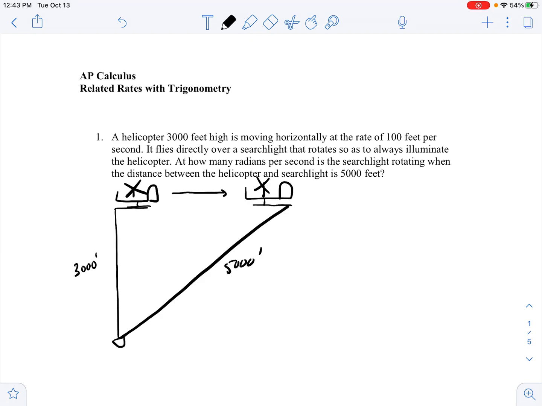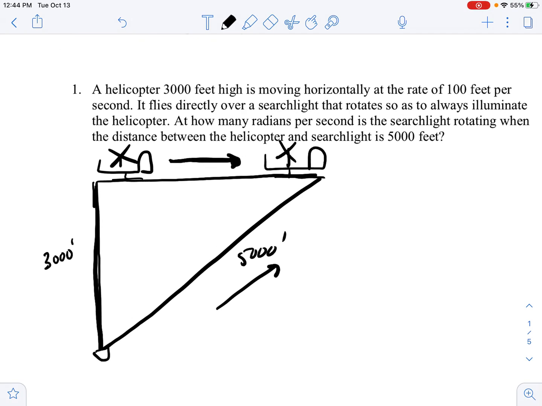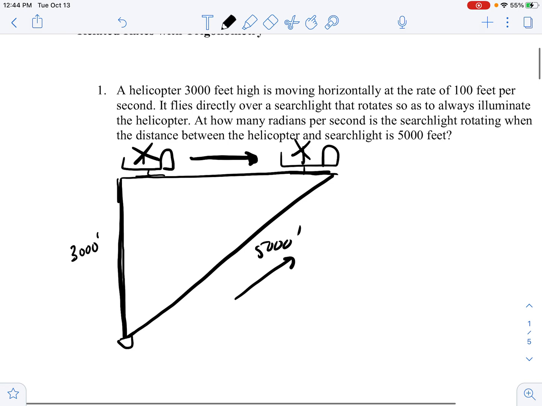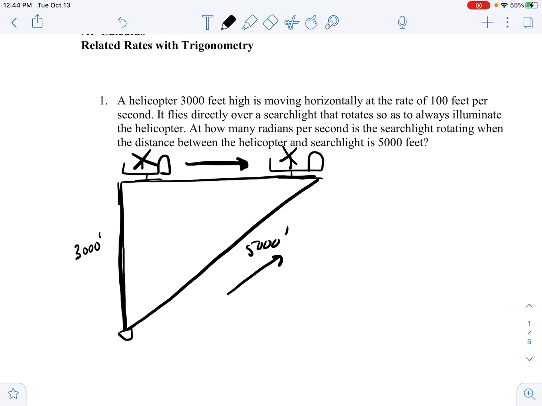Okay, so more or less what we've created here is a right triangle. It looks like the length of the top of the triangle is going to be getting bigger as the helicopter moves to the right. The fact that it's 3,000 feet high doesn't change. The elevation is always going to be 3,000 feet up and down. Okay, and it looks like the hypotenuse of this triangle will be getting larger as the helicopter moves further and further to the right. Now it says, at how many radians per second is the searchlight rotating?